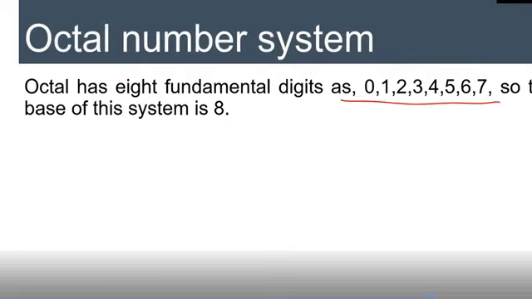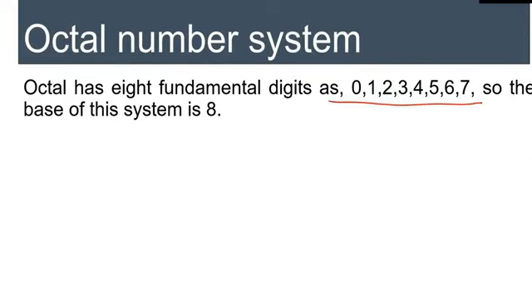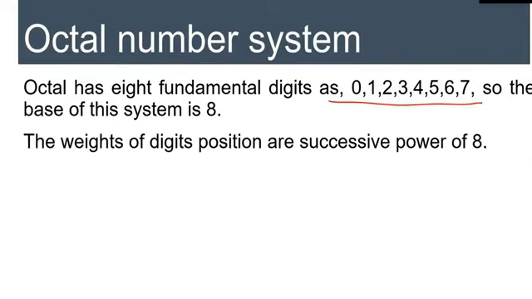Now the octal number system. Now next is the octal number system. Octal has 8 fundamental digits: 0, 1, 2, 3, 4, 5, 6, 7. So the base of this system is 8. The weights of digit positions are successive powers of 8. Starting from 0 to 7, total symbols are 8.